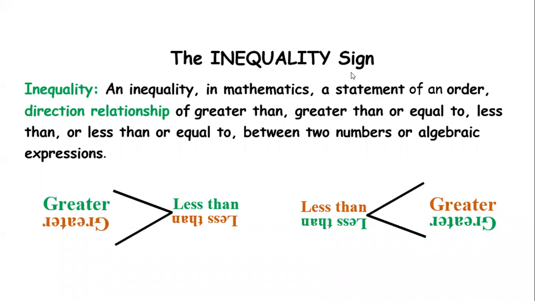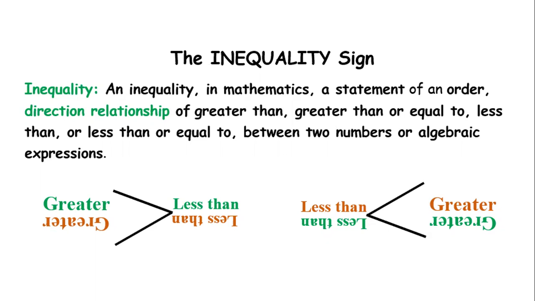The inequality sign. An inequality in mathematics is a statement of an order, direction relationship of greater than or equal to, less than or equal to, between two numbers or algebraic expressions. So here you have two versions of the inequality sign. I normally call it the head of an arrow pointing. It always points to the lesser value.